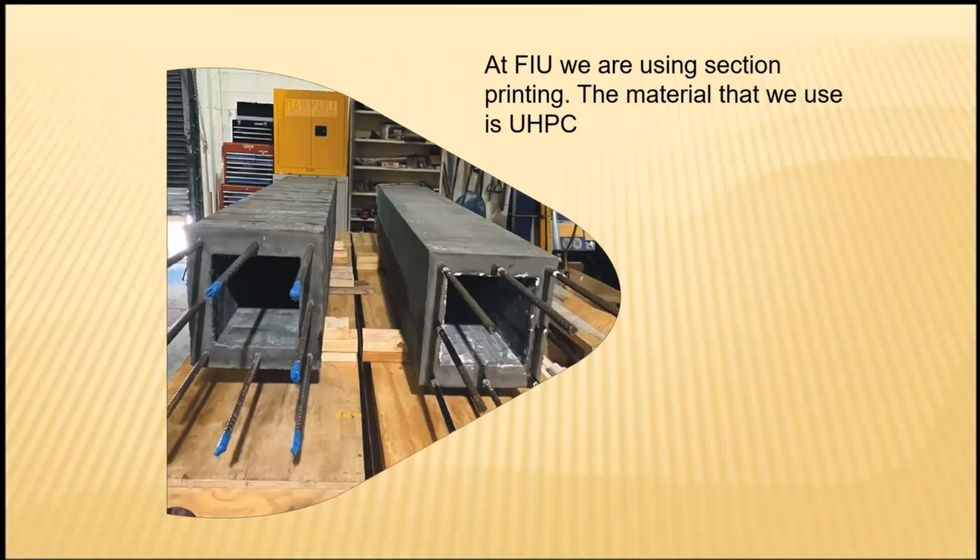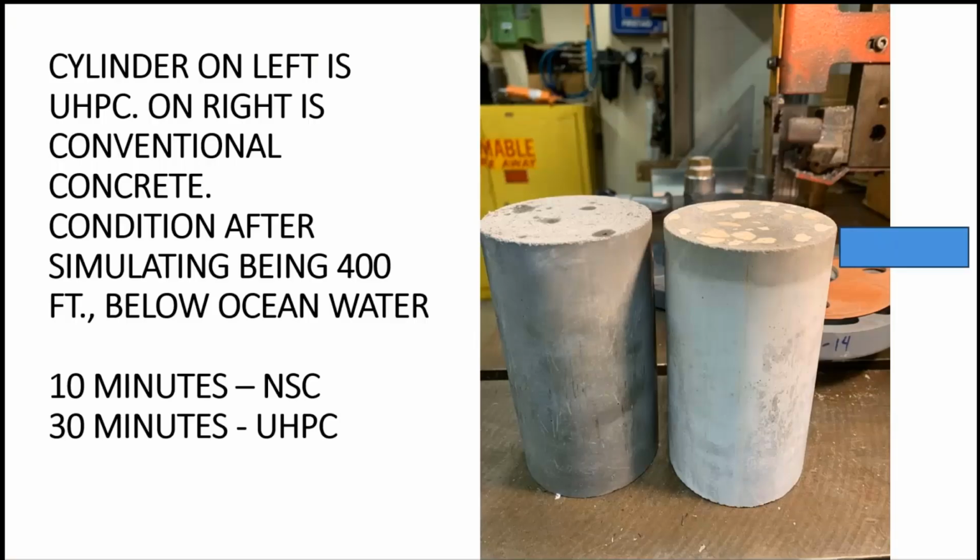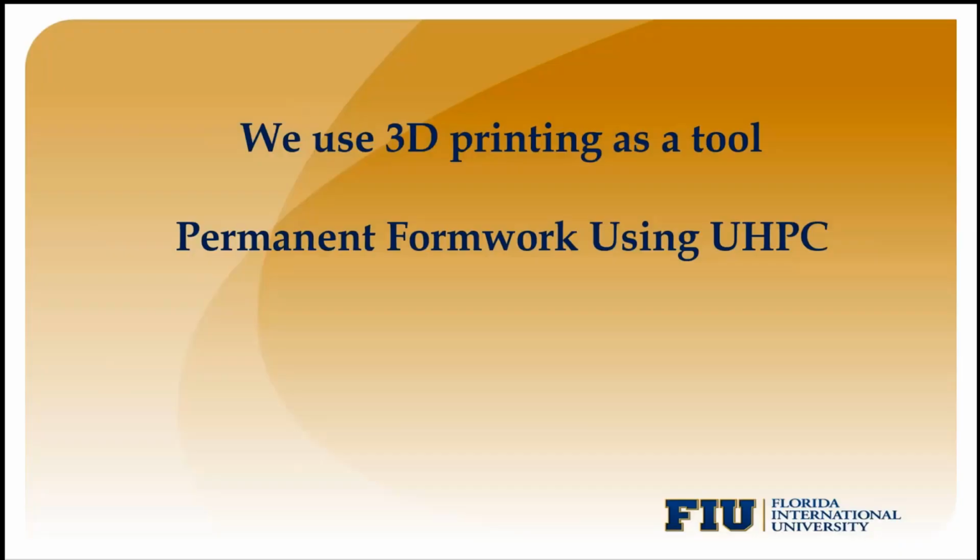Now, what we are doing at FIU is using what is called section printing. We are also working on another technology that I will tell you about toward the end. This beam, the hollow column that you see, is printed using section printing with the reinforcement in place. And of course, we are using UHPC because of its ductility. We are using 3D printing really as a tool to achieve what we want.